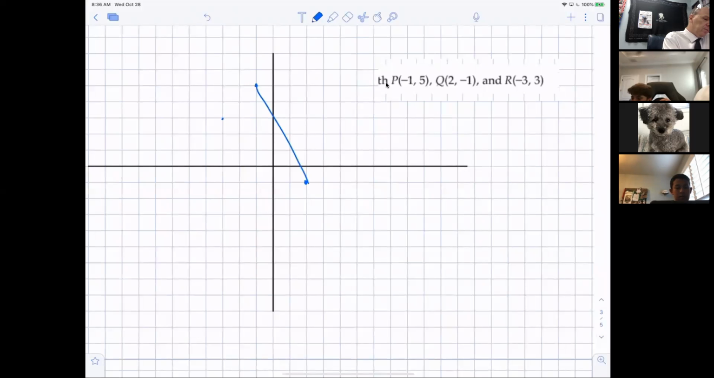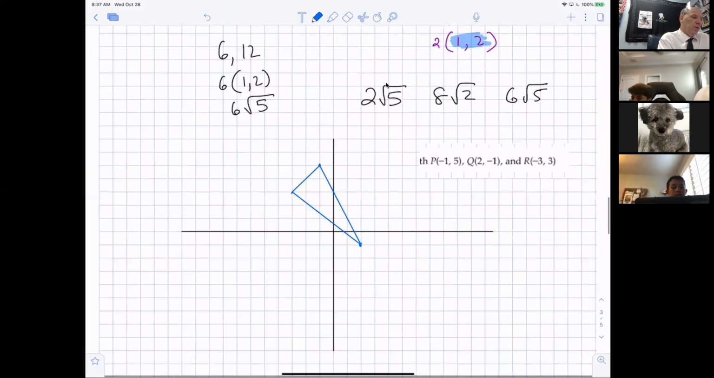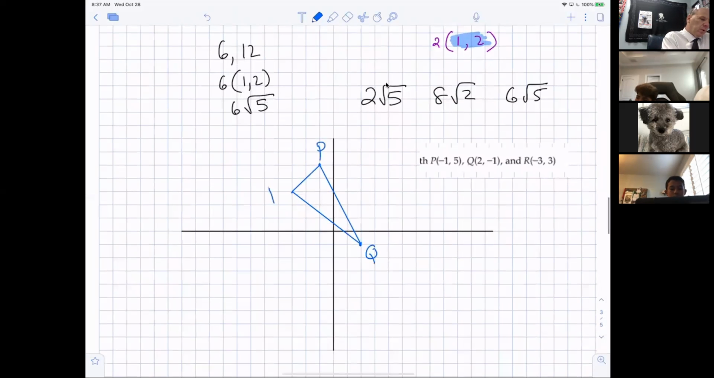Kind of does, doesn't it? All right, does everybody get that? Something similar to that? Everybody agree? All right. So -1, 5 is P. 2, -1 is Q, R.